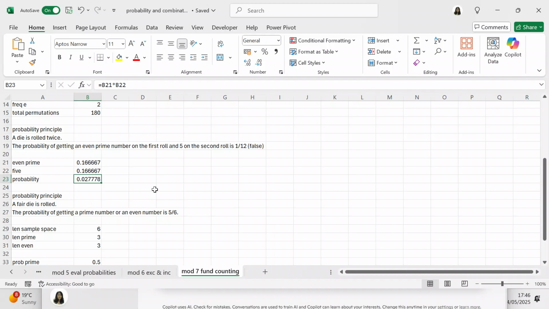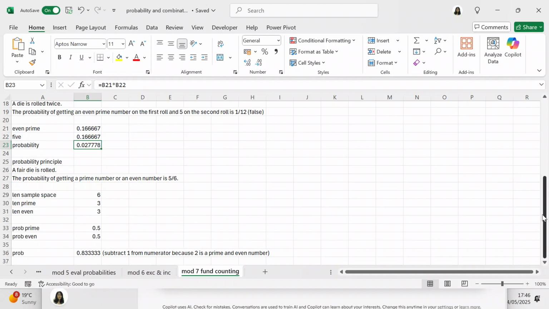0.02778. And let me just get my calculator and see. So that's going to be 1 divided by 6 times 1 divided by 6 equals 1/36. And that's 0.027778, and that's 2.7%.